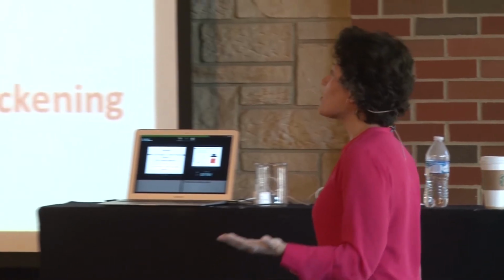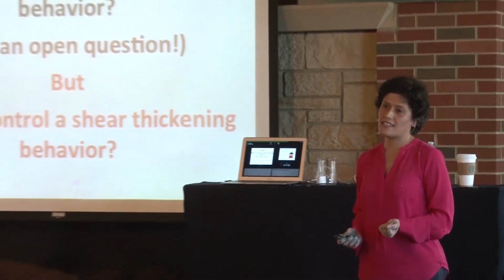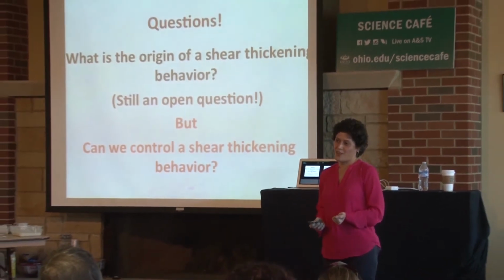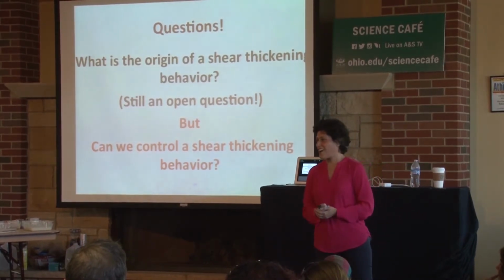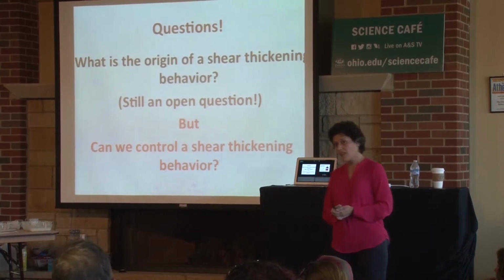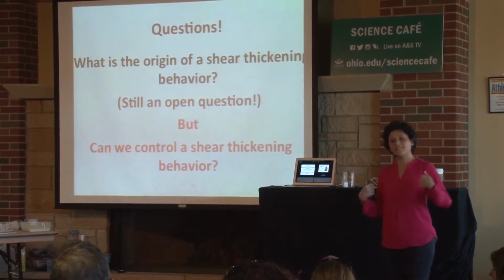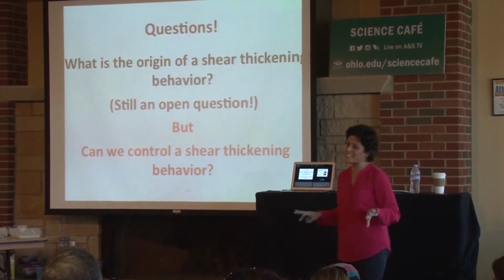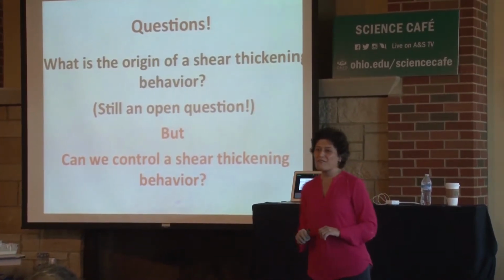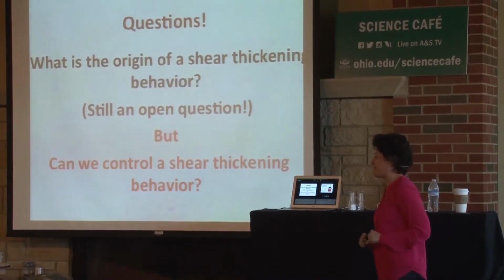Okay, so the conclusion is that the origin of shear thickening behavior is still an open question. And there are so many people, like Yasaman, who is doing a PhD on this topic. But I am an engineer, and I really don't care that physicists are fighting with each other. I want to apply it to a cool problem, right?